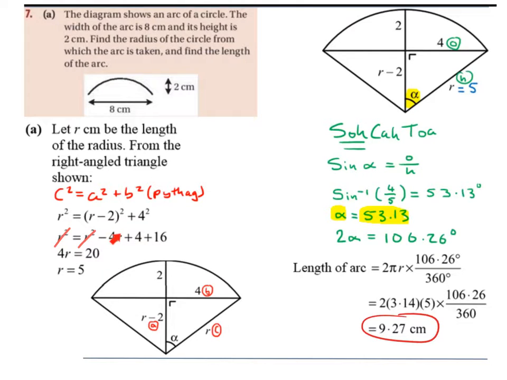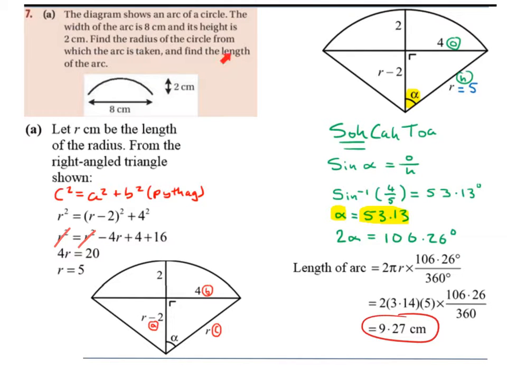We bring the minus 4r over the equal sign, it becomes 4r. 4 plus 16 is 20. 20 divided by 4 is 5. So the radius is 5 units, or 5 centimeters. So I've drawn it out again over here, and this time labeling the r as 5. So we were asked to find the radius of the circle from which the arc is taken, which we have. The radius is 5 centimeters.